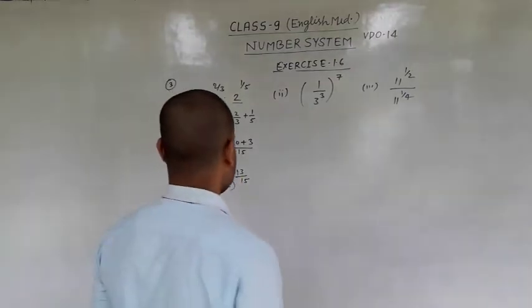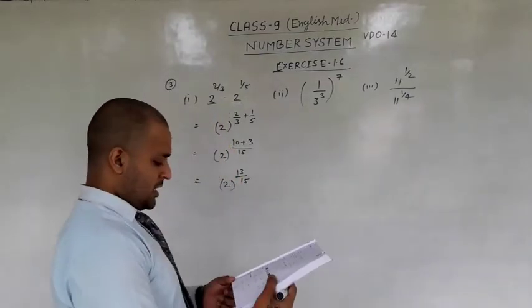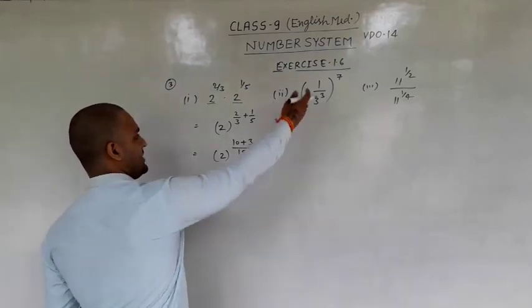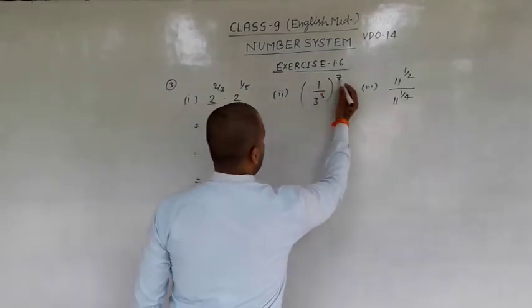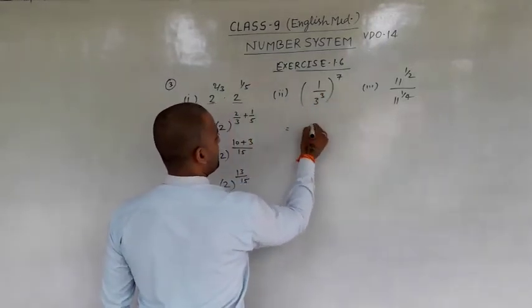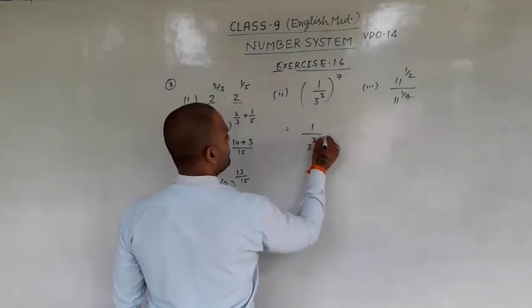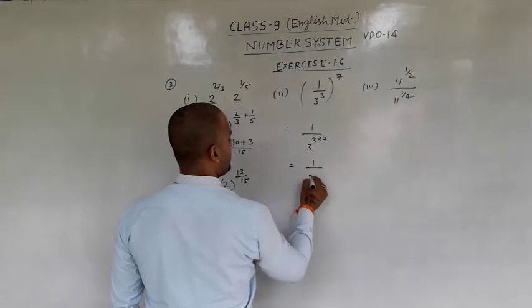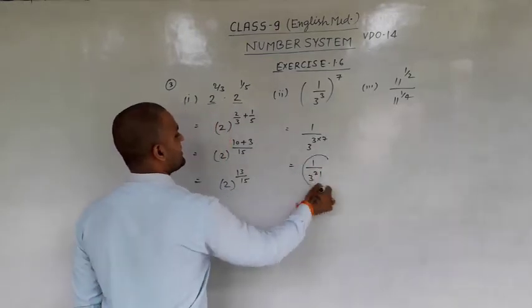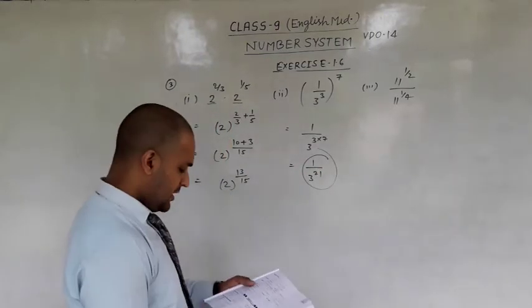Okay. Now here, question number 2, that is 1 to power 7, that is 1, and 3 cube to power 7, that is 3 to power 3 into 7, that will be 1 upon 3 to power 21. This is the answer. Okay.